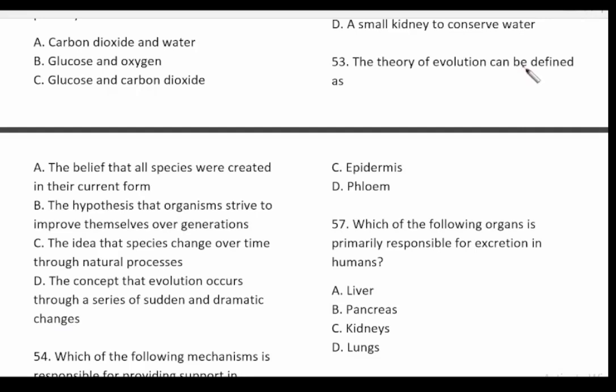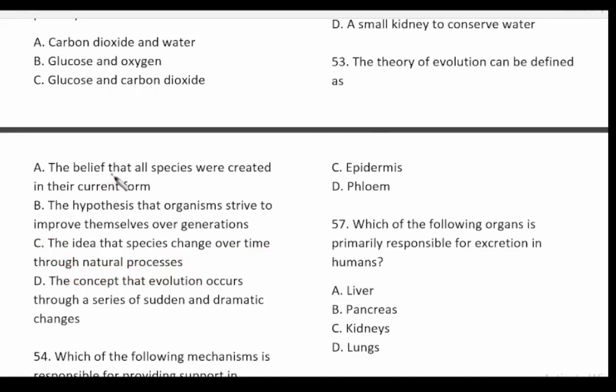Changes that have taken place in organisms over a very long period of time. And that is where the answer to that question lies, which is going to be option C. The idea that species change over time through natural processes. So they change over a period of time through natural processes. That is the answer to question 53.